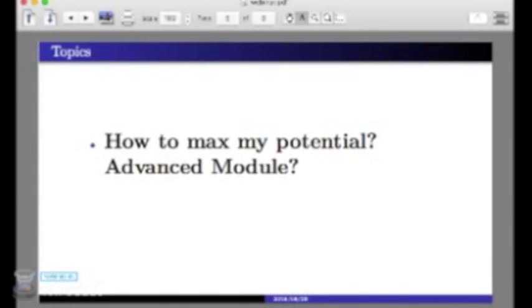So how do I max my potential, and what is the goal of the advanced module? As I said, if you really want to max your potential, you need to take at least 4 practice exams in simulating environments and really critically follow them and grade yourself and gauge your expectations. As far as the advanced module goes, modules 1 through 7 give you all the material that you need in order to succeed in the GRE, and you really should focus on those.